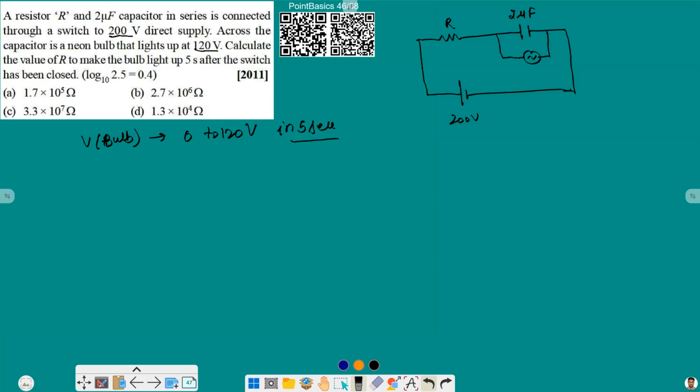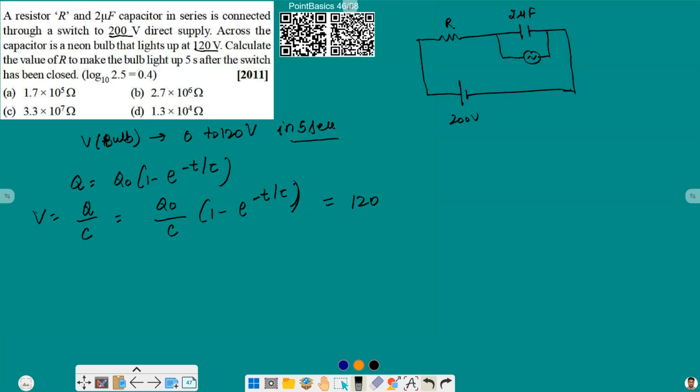Now voltage across the bulb is also the same as voltage across the capacitor, and as we have a battery connected in the circuit, we know that the capacitor will be in the charging state, and the charging equation for capacitor is q = q0(1 - e^(-t/tau)). This is the charging equation for capacitor, and voltage for capacitor is q by c, and it will be q0 by c (1 - e^(-t/tau)). This is the voltage for capacitor, and as mentioned it is equal to 120 volt at time t, and that time is 5 seconds.